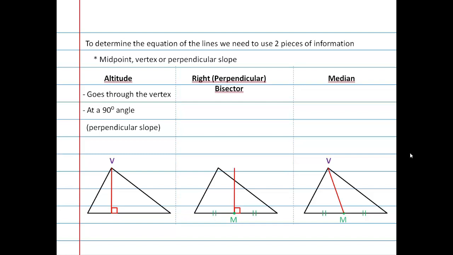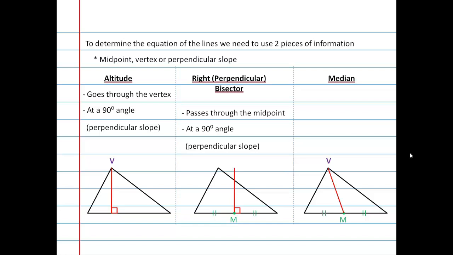For a right bisector or perpendicular bisector, we're going to need the angle, which is 90 degrees, which means again we need the perpendicular slope. And we know that it passes through the midpoint, so I'm going to need the coordinates of that midpoint as well. Okay, so this time for the perpendicular bisector, the things we need are the midpoint and the perpendicular slope. We don't need the coordinates of that opposite vertex anymore.